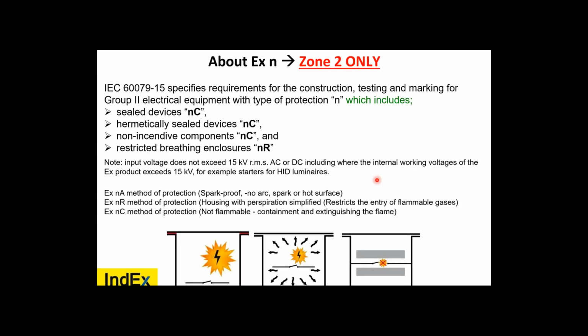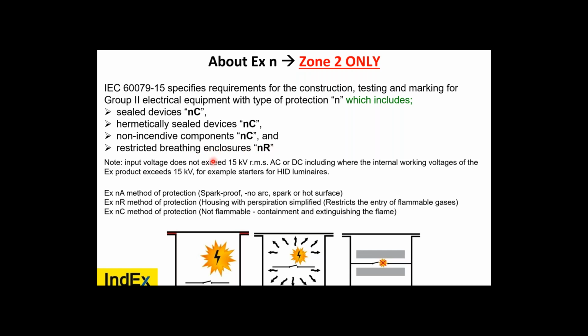So EXNs, remember we're talking about edition 5 of IEC 60079-15. It specifies the requirements for EXN. Now, the EXN types that currently exist are sealed devices, nC, hermetically sealed devices, nC, non-incendive components, nC, and restricted breathing enclosures, nR.